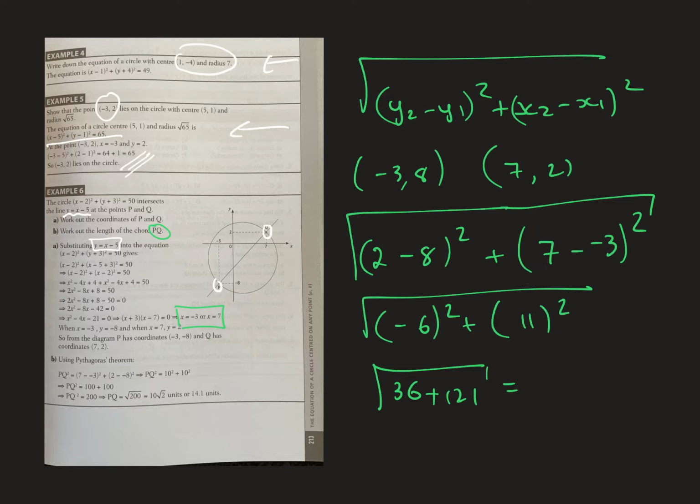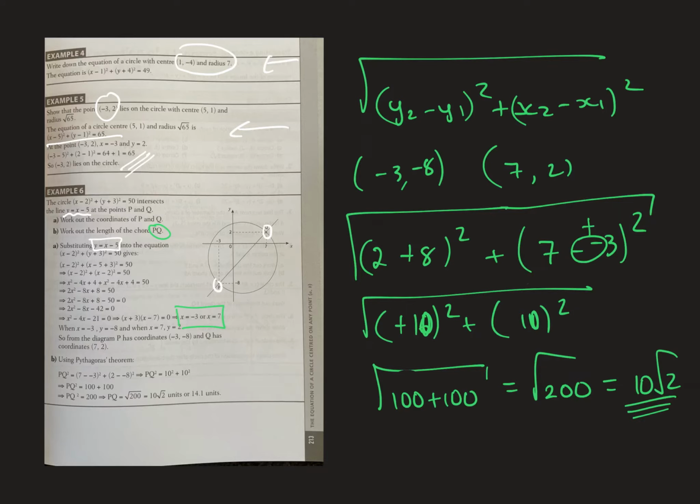And as I've checked, the point is not 8, the point is minus 8. So let's double check this again. Minus 8, so that becomes a plus, that becomes a 10. And obviously 7 plus 3 is 10 again, dearie me. 100 plus 100, square root 200, 10 root 2. I had done 7 plus 3 equals 11 instead of 10.